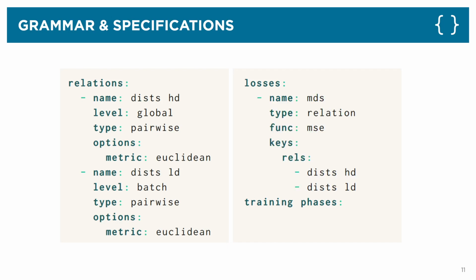We also set up the loss function. There are several different types of losses in ParaDime, and I'll get to that later. For now, we'll just use a relation type loss that compares global and batchwise relations using the mean square error. Finally, we organize the training, that is the optimization, into phases. For MDS, we only need one phase though, and that phase just uses the MDS loss defined above. In ParaDime, you just load a specification, define a PyTorch model and a dataset, and you're ready to go.